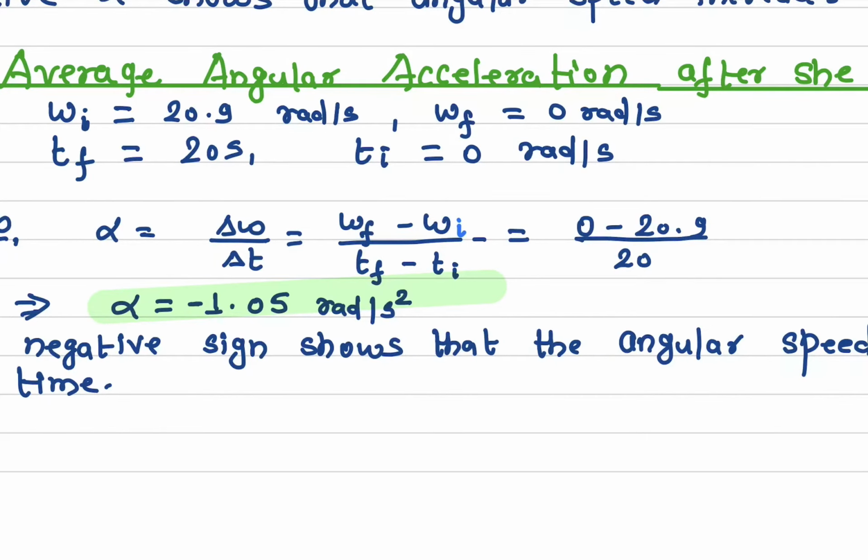Now if you solve it, what you get is negative 1.05. What does the negative sign mean? The negative sign means the angular speed is decreasing. That means the wheel, or the bicycle wheel, is coming to a stop. That's what the negative sign means. If it is positive, that means it is speeding up. The negative sign means it is slowing down.